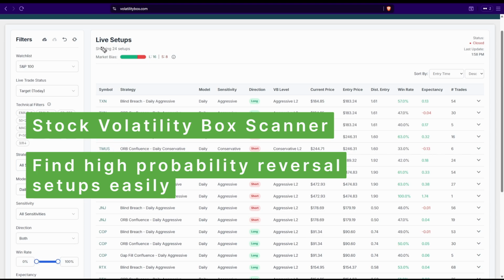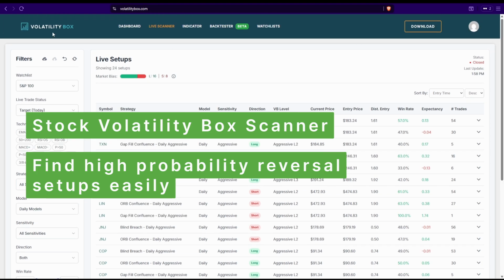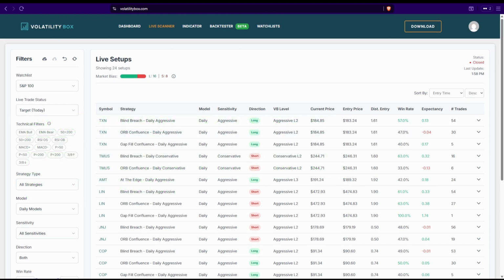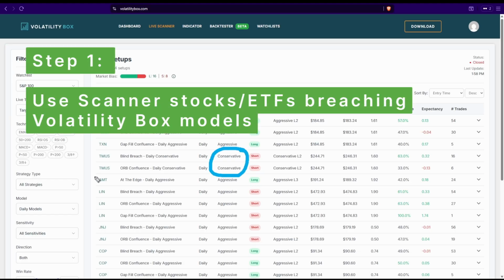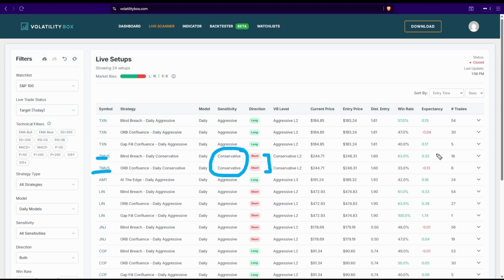Why T-Mobile? Well, it was one of the stocks which appeared on our Stock Volatility Box live scanner. Today, T-Mobile appeared on our scanner, breaching its daily Volatility Box models, and that too the conservative Volatility Box models. That doesn't happen too often. Today, the trade setup in T-Mobile was a short, and we even had a backtest to help give us some confidence that, hey, from this point, more than 50% of the time, we tend to see price sell off.